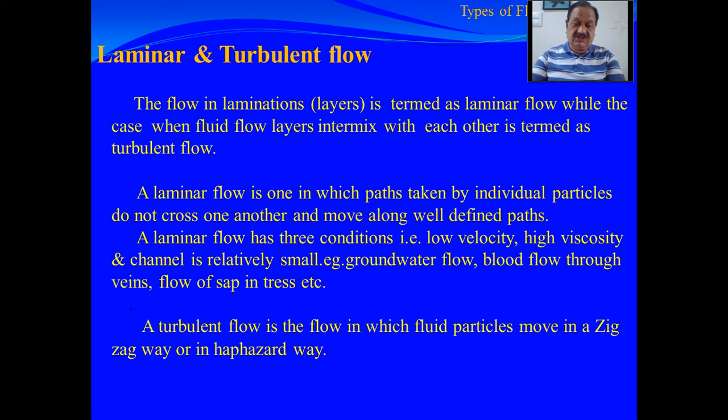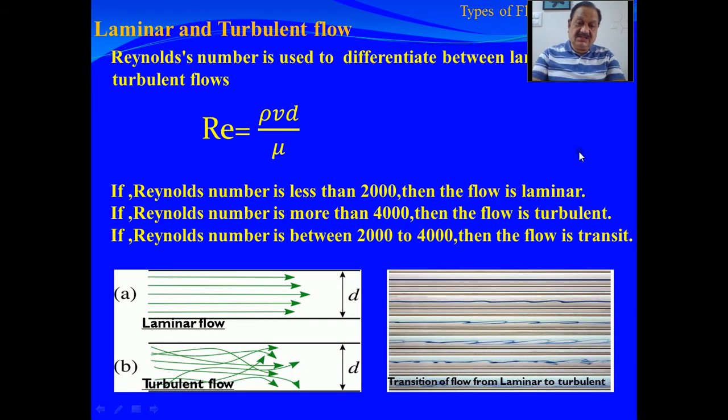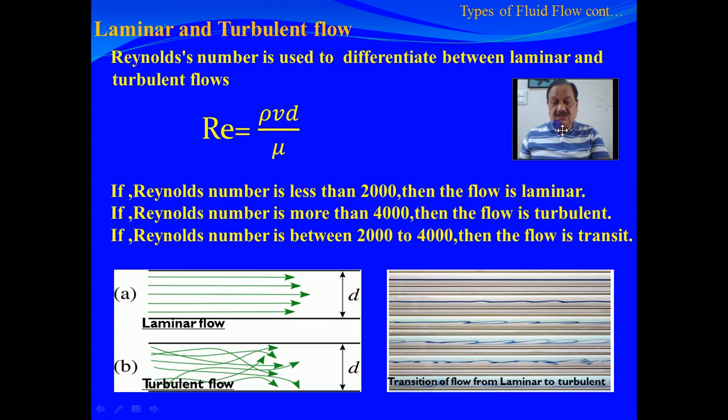Then turbulent flow is the flow in which the fluid particles move in a zigzag manner or a haphazard way. And the example is definitely the natural flows; the flow of water in a river is an example of a turbulent flow. To classify these turbulent and laminar flows, one dimensionless number is used: the Reynolds number. It is the ratio of inertial force to viscous force, and it is used to differentiate between laminar and turbulent flow.